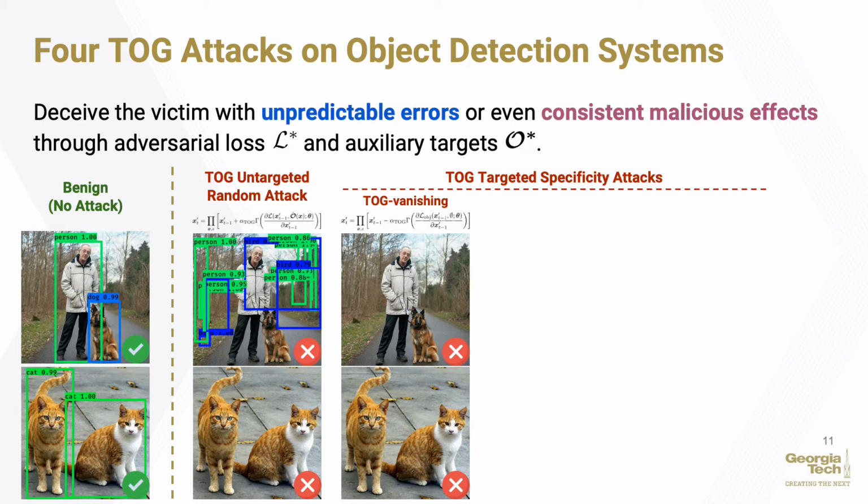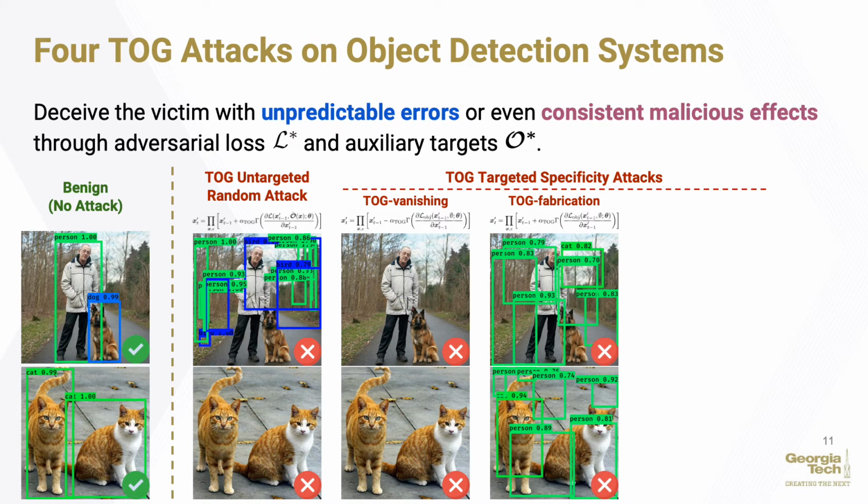The next 3 attacks are targeted, meaning that we also want to control the behavior of the misdetection. The first one is the TOG vanishing attack, which is designed to fool the objectness component of the victim such that it has no capability to recognize any object. From an information retrieval perspective, this attack significantly reduces the recall of the victim, just like no objects can be recognized in both images. The second targeted attack is the fabrication attack, which deceives the victim to recognize additional false objects. And this is equivalent to reducing the precision of the victim because those objects detected by the victim are unlikely to be real.